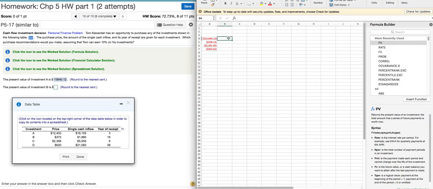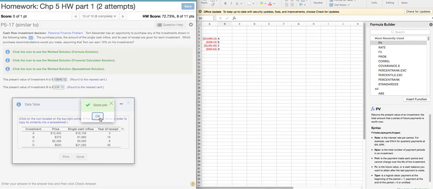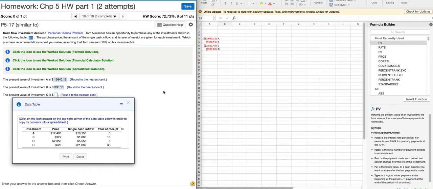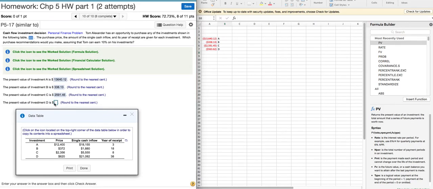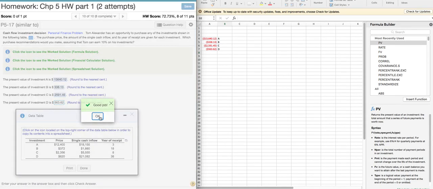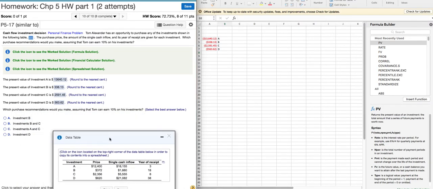Okay, so there are all the investment alternatives, B, C, and D. And so I'll enter them in the answer boxes here: 338.13. And C, we have 25.91. And finally D, we have 563.62. Okay, so there is the present value of each alternative.